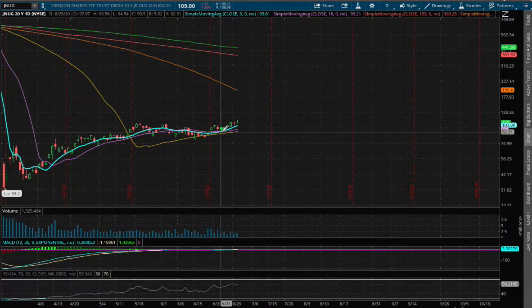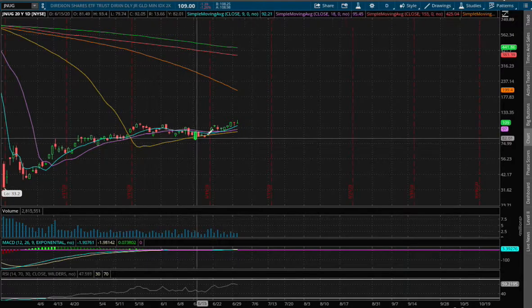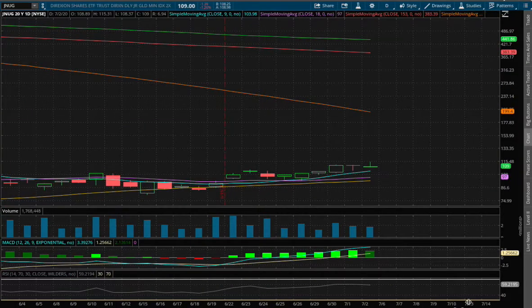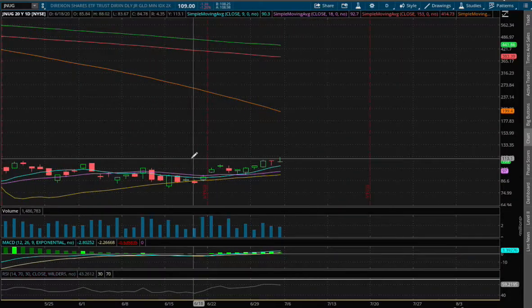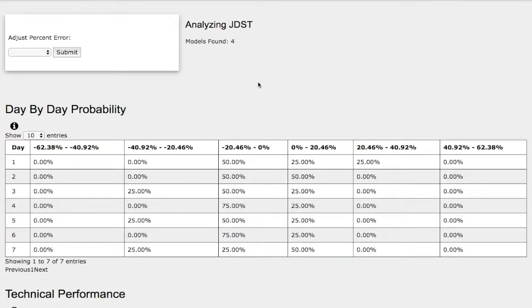We saw last week the 9-day moving average converge onto the 18-day moving average, the blue and purple lines respectively. So now let's head back to the day-by-day probability model. We only have one model and the sample size is small, so it's not statistically significant. So we'll be using the JDST forecast, and we'll base it on this.